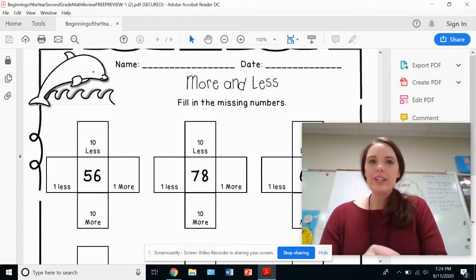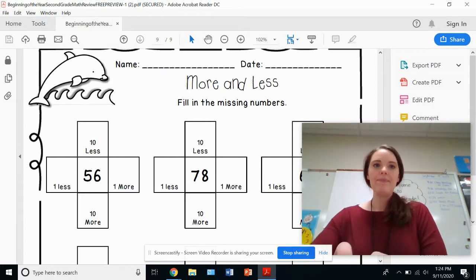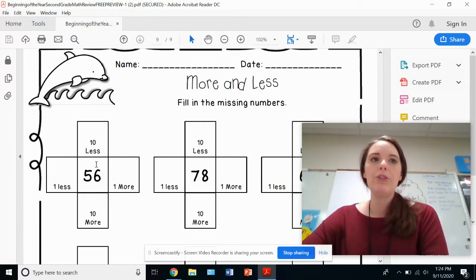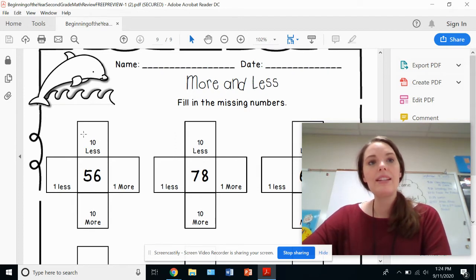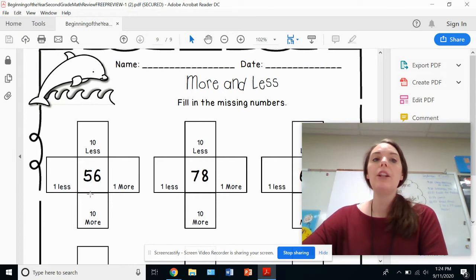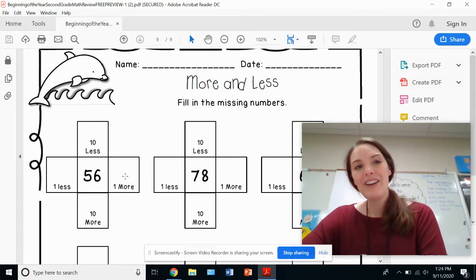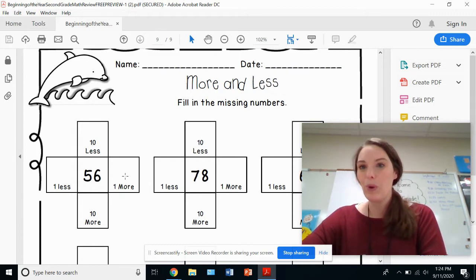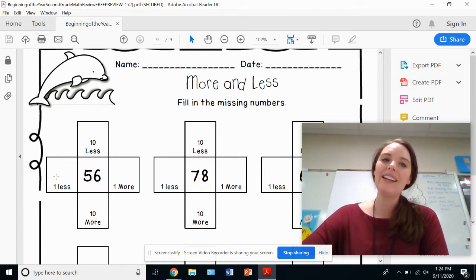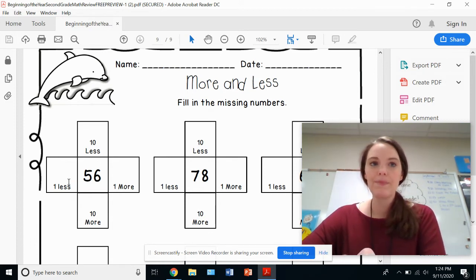And so I want you to take a look on the screen, and I'm noticing that over here there is a number, 56, inside a box. There is a box above that that is titled 10 Less. A box below 56 that says 10 more. A box in front of 56 that says 1 more. And a box behind that says 1 less.